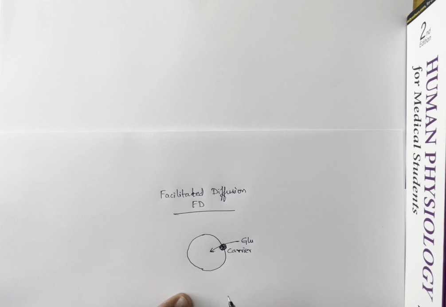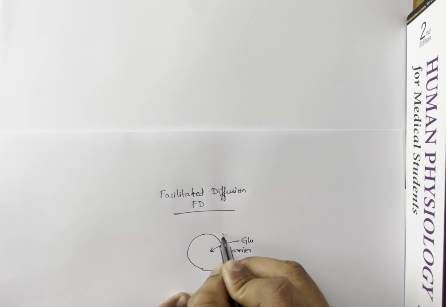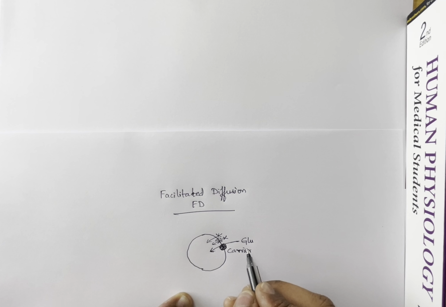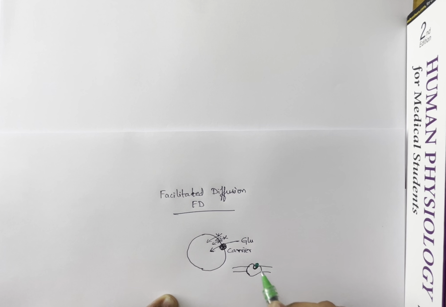Glucose is a larger molecule. This cannot cross the lipid bilayer on its own, or pass through the pores of the ion channels. No. So for the glucose entry, there should be a carrier protein with a binding site. To the binding site, the glucose will bind. The glucose molecule will bind to the binding site of the carrier protein, and consider this carrier protein is called glucose transporter, GLUT, the glucose transporter carrier protein.